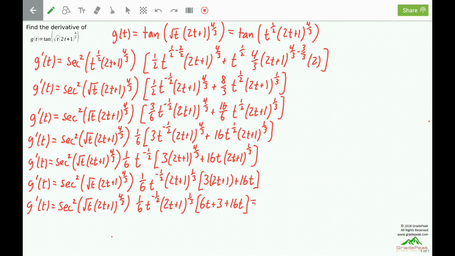Okay, now my next step, I'm going to combine like terms in the square brackets. And I'm going to have secant squared square root of t times 2t plus 1 to the 4/3. I have a 1/6. I have a t to the negative 1/2. I have a 2t plus 1 to the 1/3. And combining like terms, 6 plus 16 is 22, so 22t, and then plus 3.